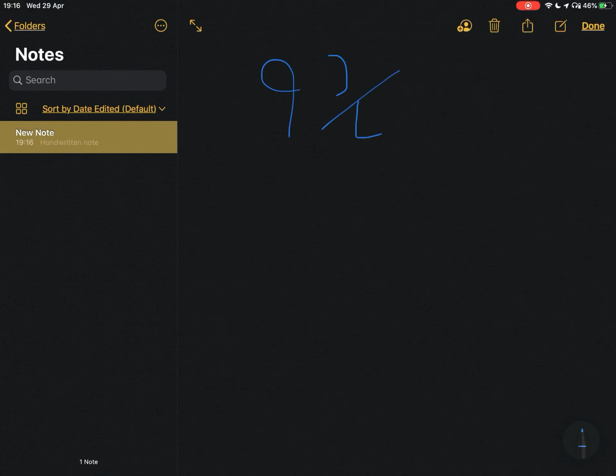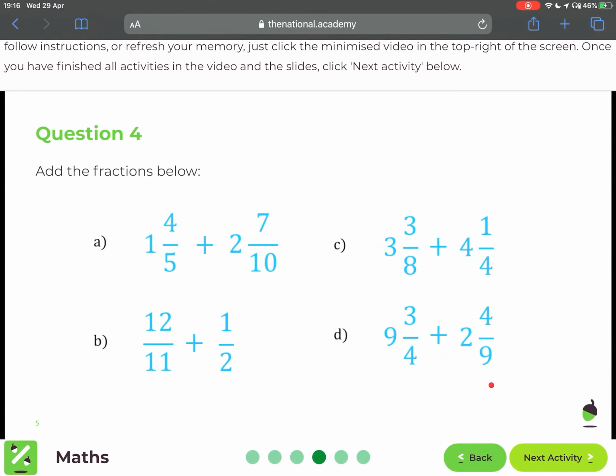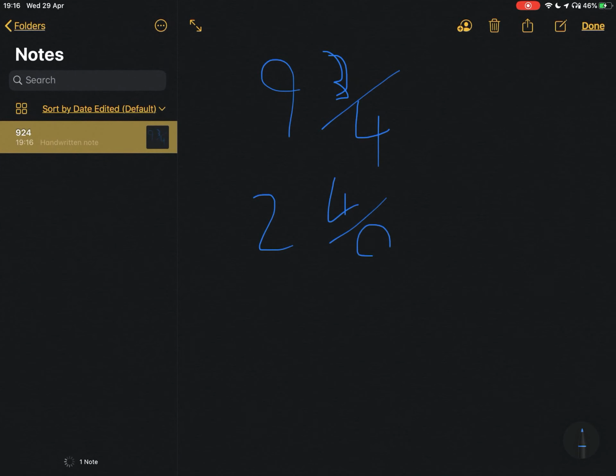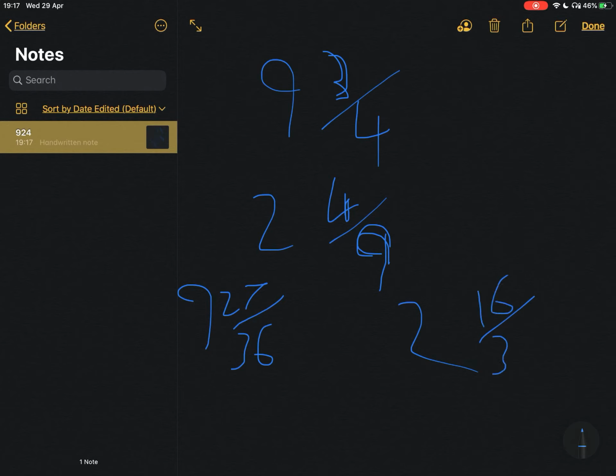9 and 3/4, and we have 2 4/9 here. Then what you would do is you times them both to 36, so this would be times 9, so it would be 9 and 27, 36, and this one would be times 4, which would be this, and 16, 36.